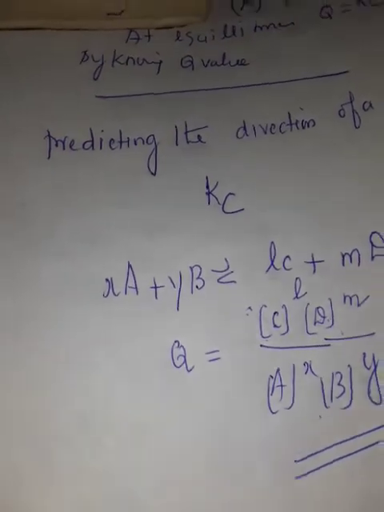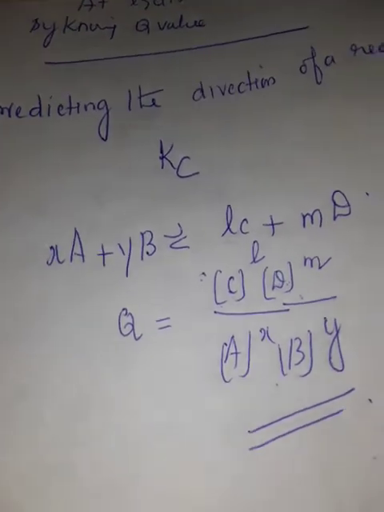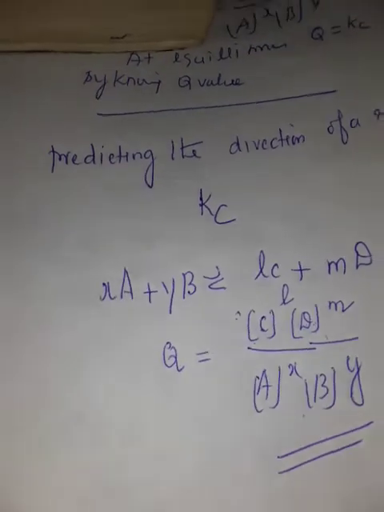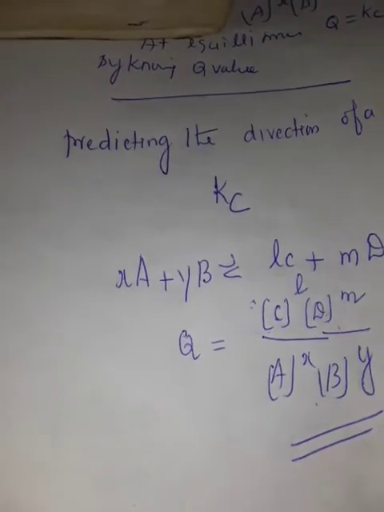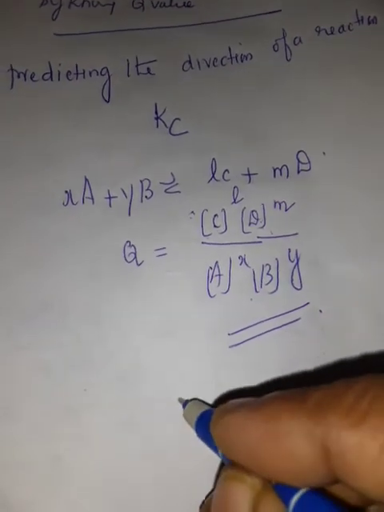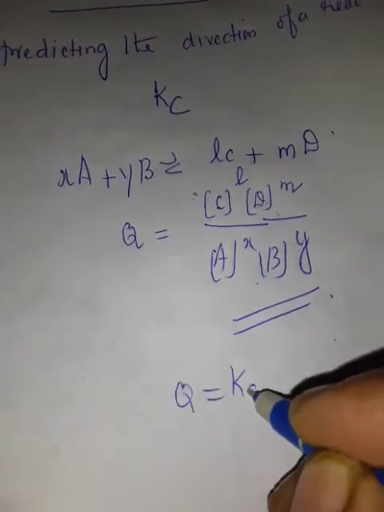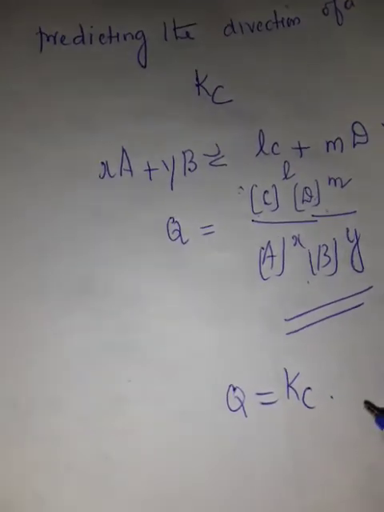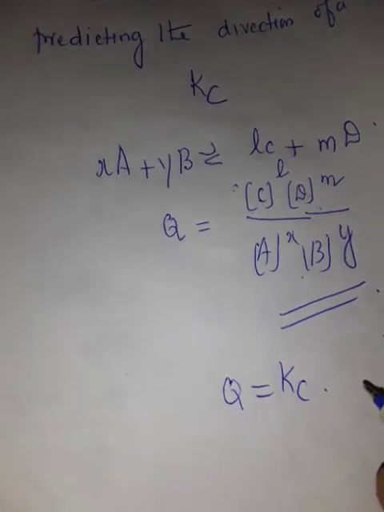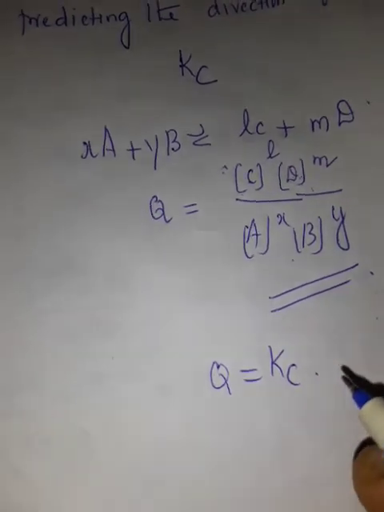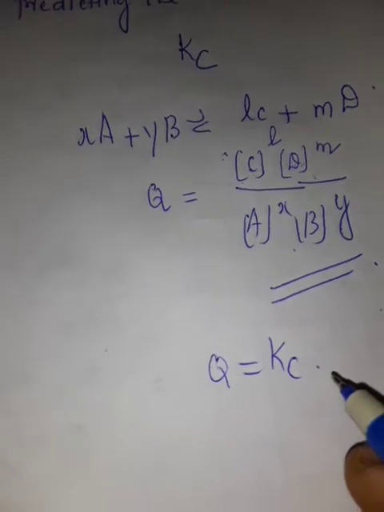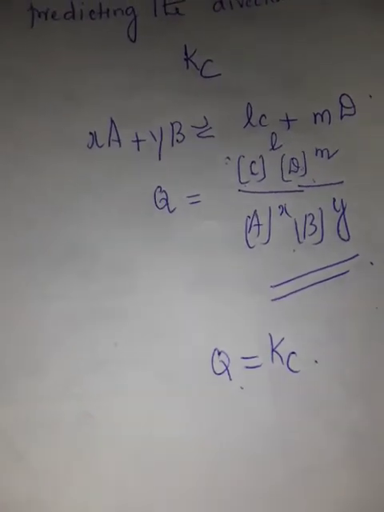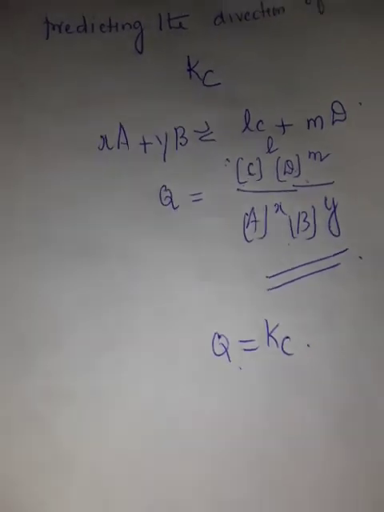As the reaction proceeds, there is a change in the concentration of reactants and products, and also a change in the Q value. But at equilibrium, Q value will be equal to Kc. Once the equilibrium is attained, there will be no change in the Q value. Q means reaction quotient under non-equilibrium condition. So by knowing the value of Q, we can predict the direction of the reaction by comparing it with Kc.